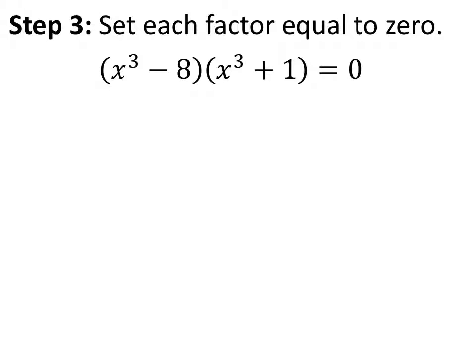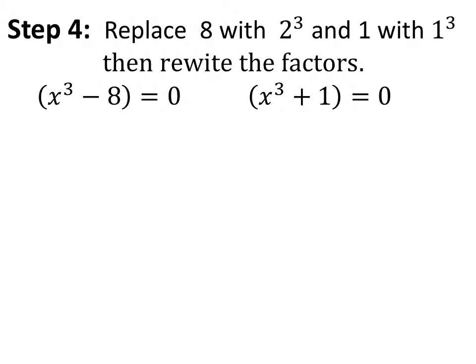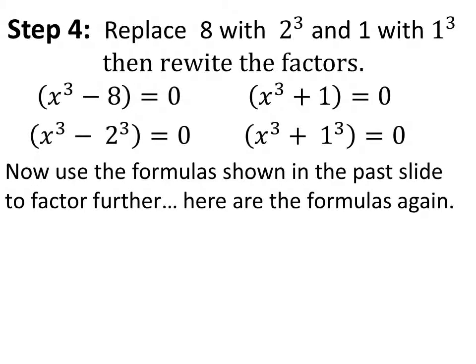Step 3. You want to set each factor equal to 0. That's simple enough, not too challenging. Step 4. Replace 8 with 2 to the third and 1 with 1 to the third. Then rewrite the factors, as you can see below.